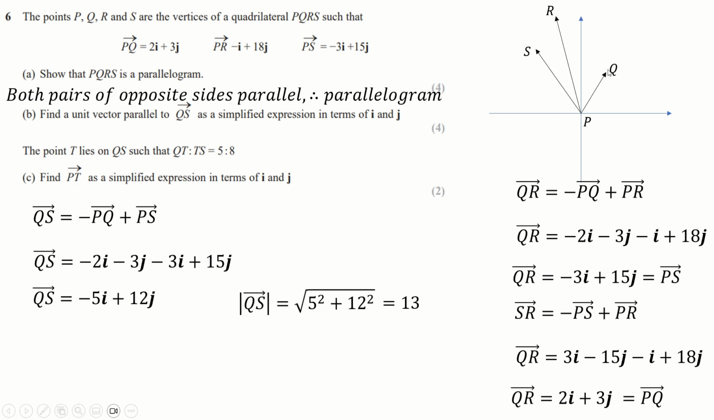And so to find a unit vector from here to here, you just divide this vector, which is its direction, by its modulus, which is 13. And we end up with this unit vector here.